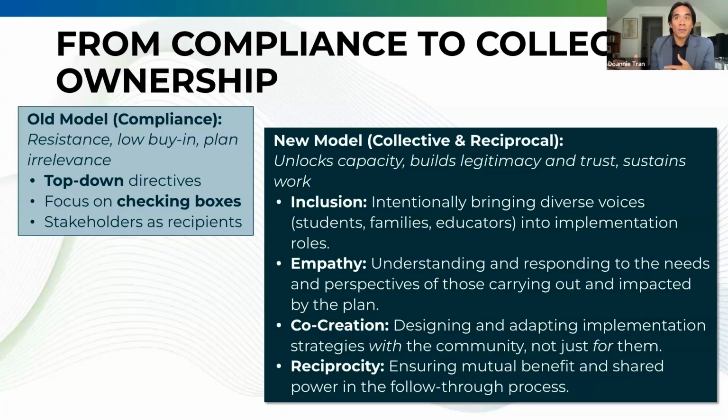So in this new model, we think about the key phrases here being collective and reciprocal. What we think about is we want to do this in a way that actually unlocks capacity in our communities. All of those people that I just mentioned, families, students, educators, community members, these are all people who have knowledge, skill, and ability that can help further the strategic plan's implementation. So we want to unlock that capacity. We want to build legitimacy and trust with all of those people. And we want to sustain this work over time and with the kinds of turnover that tend to happen in every sort of public system.